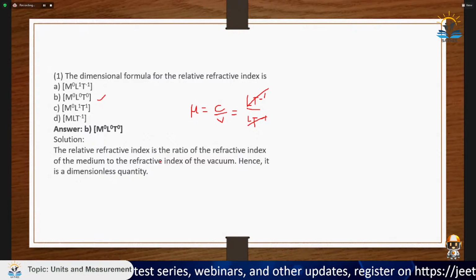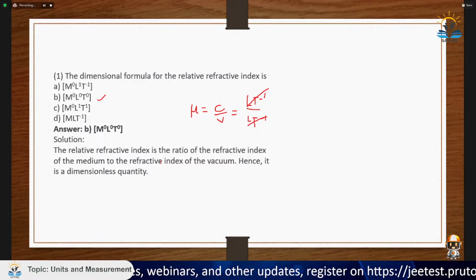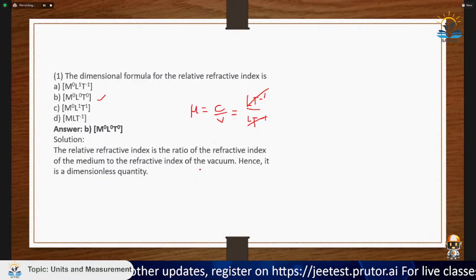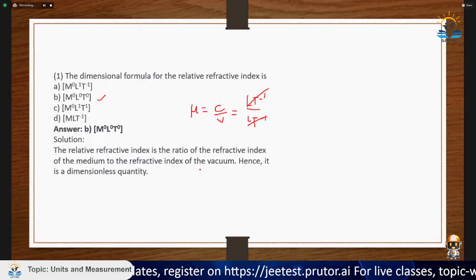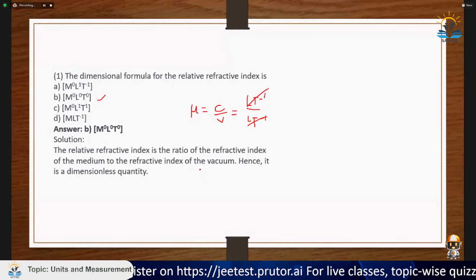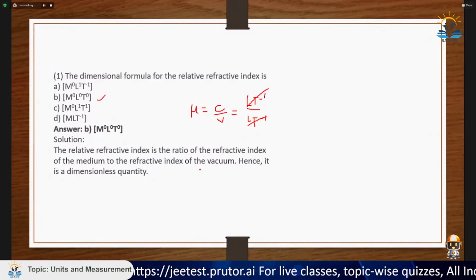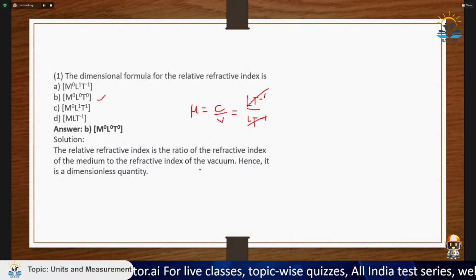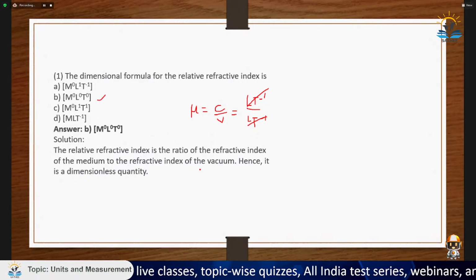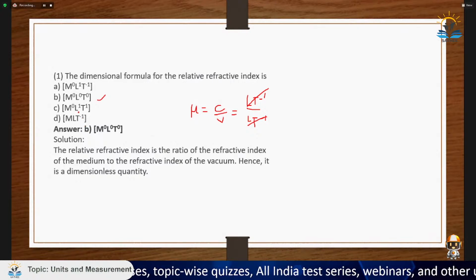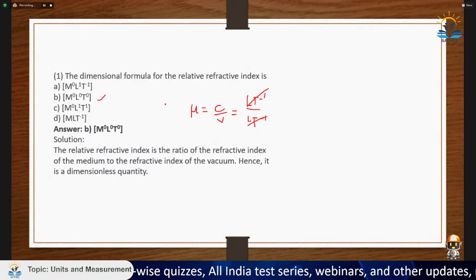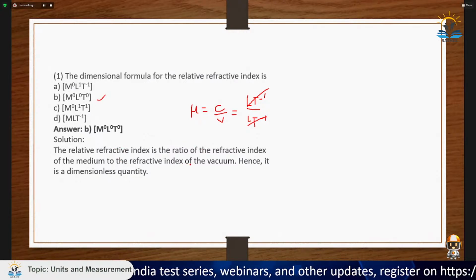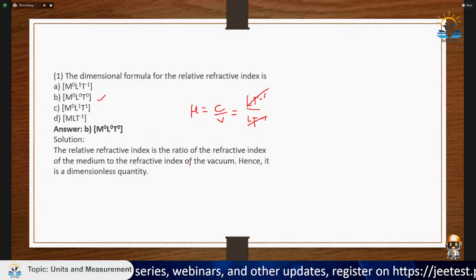Relative refractive index is the ratio of refractive index of the medium to refractive index of the vacuum. So make it a concept from now that whenever you divide two same quantities, the answer will be dimensionless, that is, M^0 L^0 T^0. Since you are doing the ratio of two similar quantities, both have the same dimension, so they cancel, and your final answer is a dimensionless quantity.